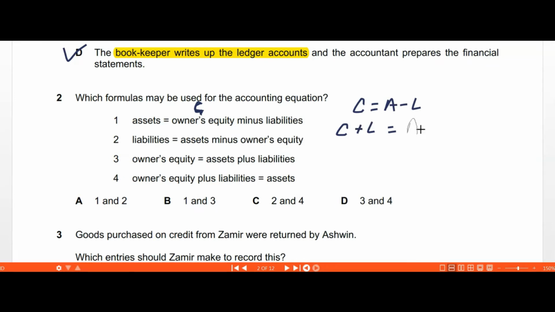Capital plus liabilities is actually what's equal to assets. So owner's equity is equals to assets plus liabilities. No, owner's equity plus liabilities is equals to assets. So yes, 2 is making sense, because if we just switch them, so we know that L is equals to assets minus capital, right? And even for number 4, owner's equity plus liabilities is equals to assets. So yeah, we choose option 2 and 4. That means option C.